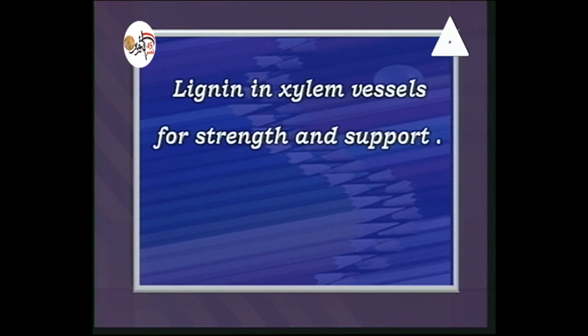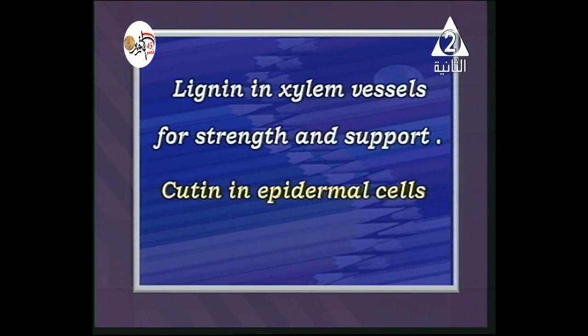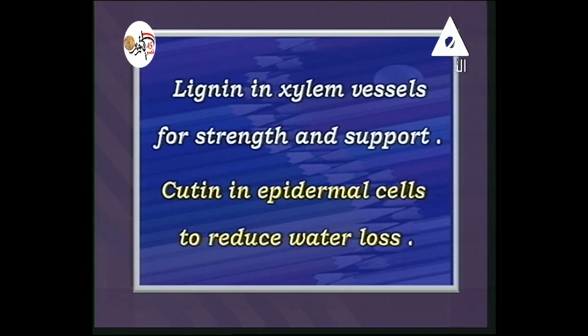For examples, we have some substances like chitin, lignin, suberin, such as what? Lignin. Lignin deposits in xylem vessels. They are vessels or tubes where the water passes through all parts of the plant. Okay, this is xylem. We studied them last year. So lignin in xylem vessels is for strength and support, and also to become erect. And also chitin in epidermal cells to reduce water loss.